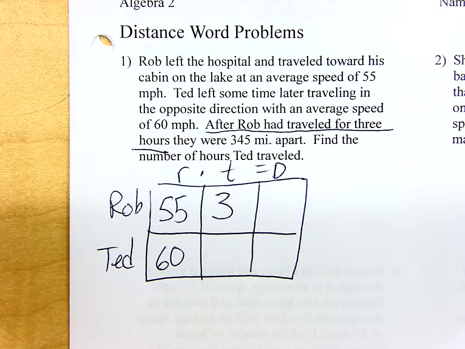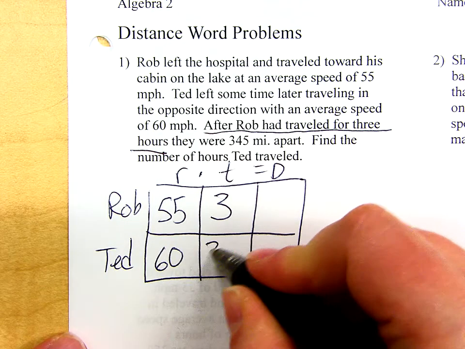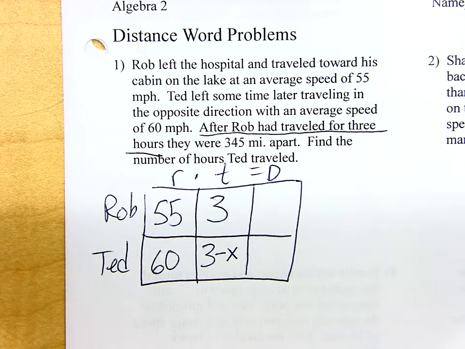Ted is a little trickier. It's telling me that Ted left sometime after Rob did. So all I know is that Ted has been traveling sometime less than 3 hours. I don't know how much less than 3 hours. So I'm going to write it in as 3 minus x, because he's some amount less than 3, I just don't know how much. So if I don't know how much, I'm going to use a variable.